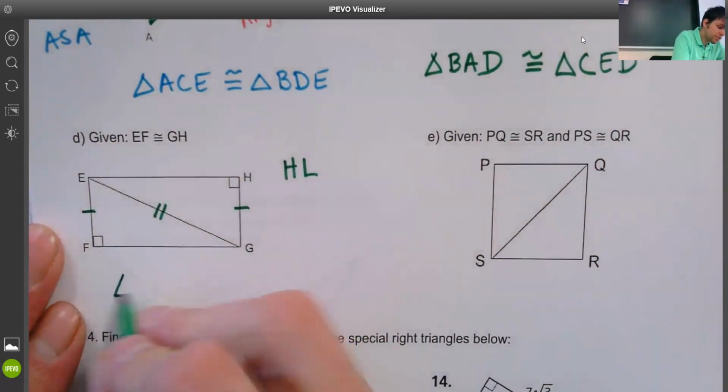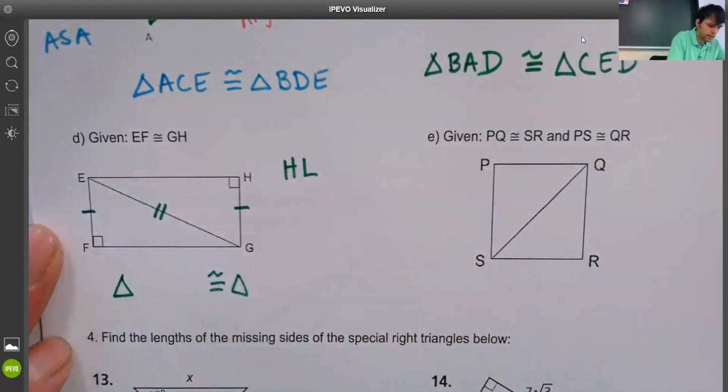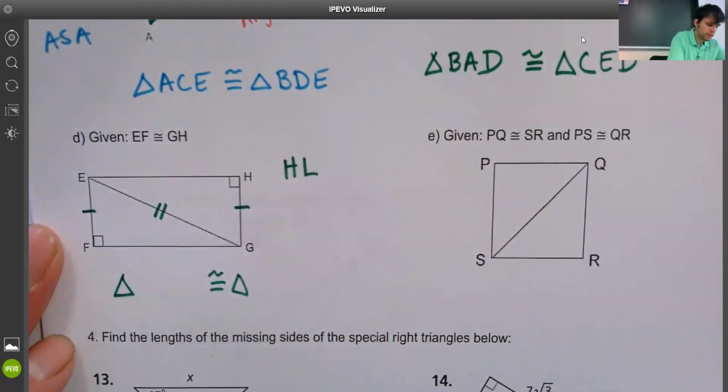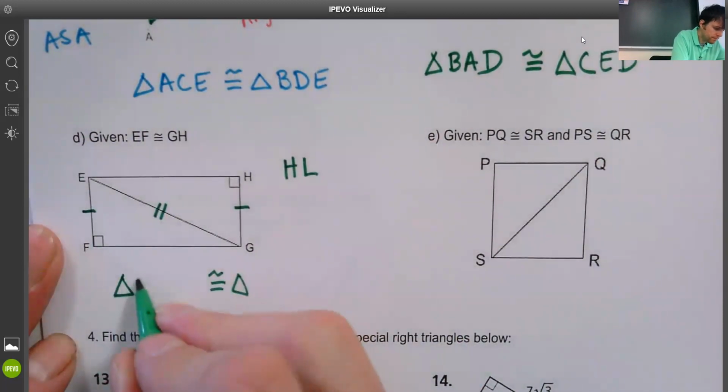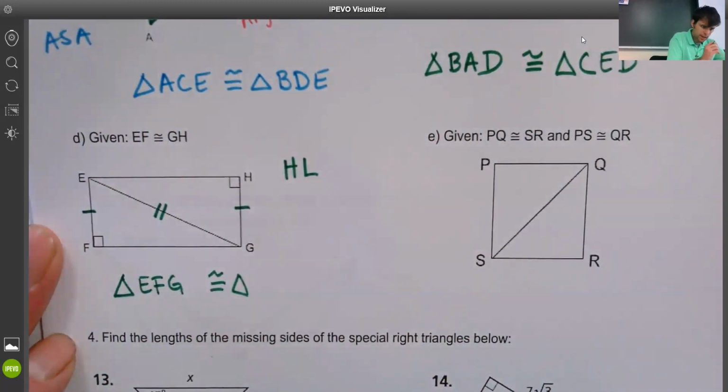Let's come up with a triangle congruence statement. Again, pick a name for your first one. I'll go EFG. This one, we've got to be a little careful. Parts that use the same letter may not correspond. Let's look at that now.